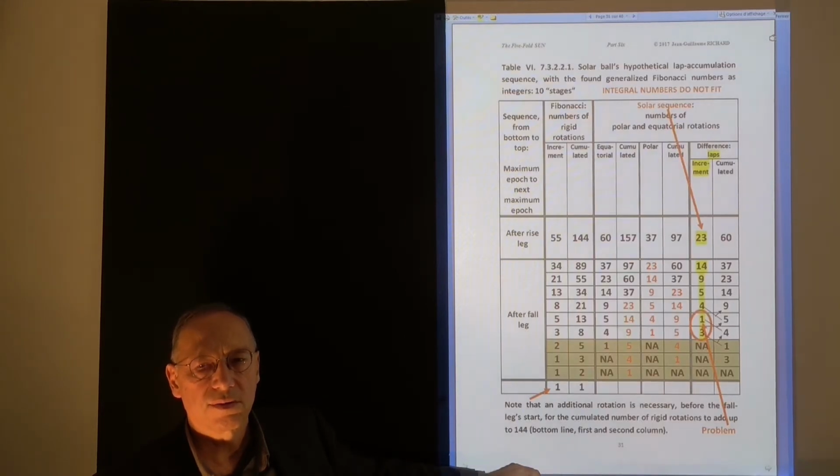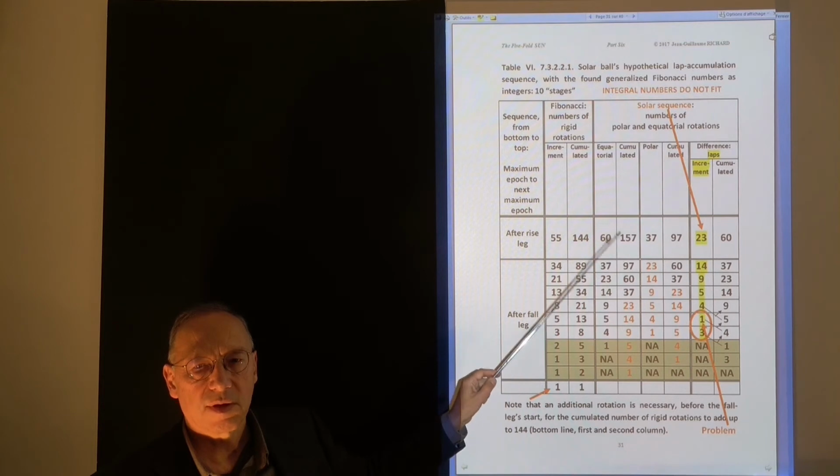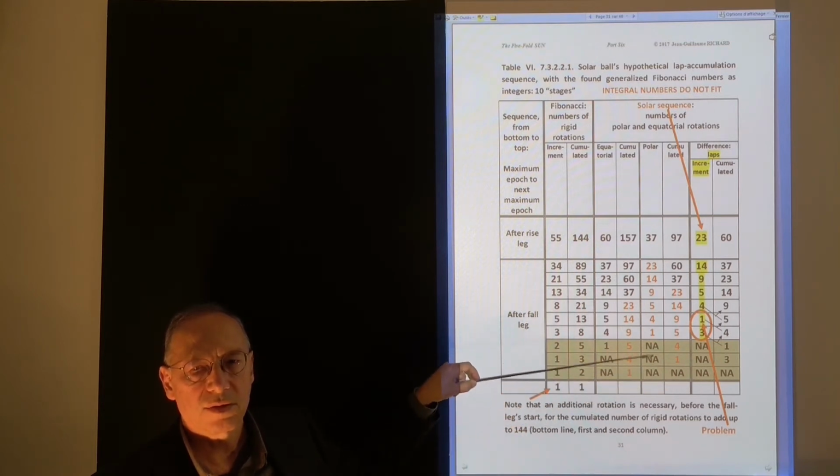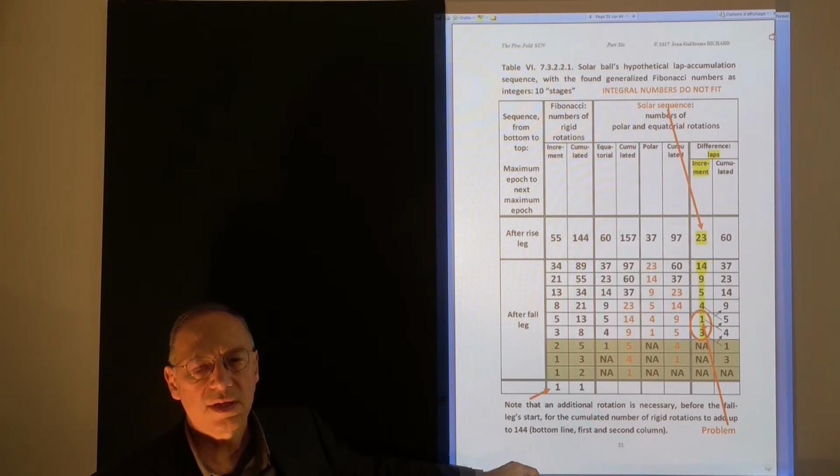Is it going to reduce the discrepancies? What is interesting is first to remark that these numbers are, as per part 1 of the Fivefold Sun, as a book, the numbers of differential rotation numbers over the Schwabe cycle. So if we decompose the Schwabe cycle in 1, 2, 3, 4, 10 stages, we will find the solar sequence number adding up to 60 B-poles as predicted from part 1.